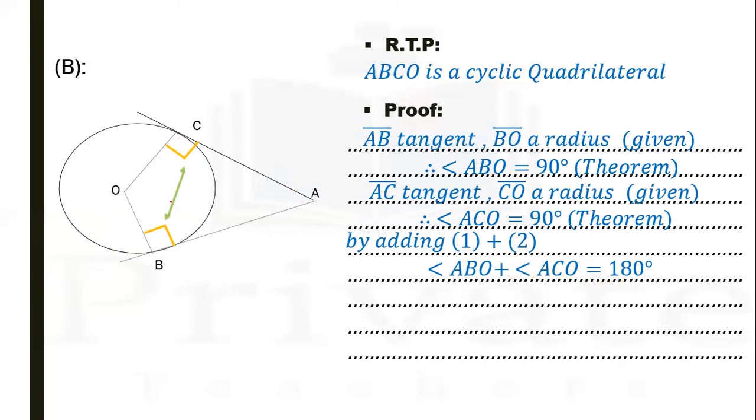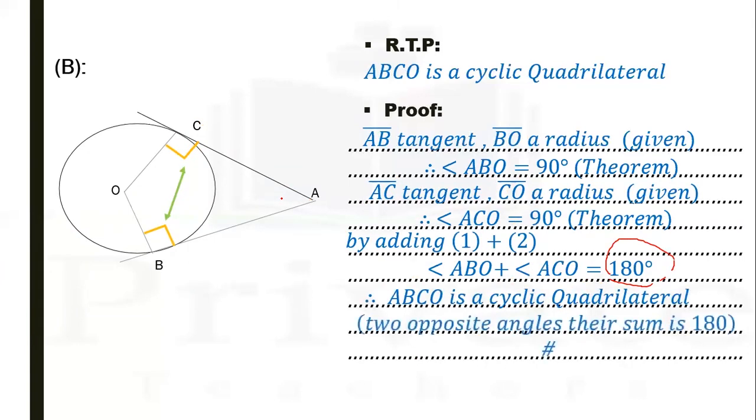And they are opposite angles. Here, opposite angles, the sum of them is 180. We know that in any cyclic quadrilateral, the sum of the opposite angles are supplementary. Therefore, here we prove that the shape is a cyclic quadrilateral because the angle B and angle C, when we add them together, the answer is 180, and this is what is required to prove ABOC is a cyclic quadrilateral. Because of the two opposite angles, their sum is 180.